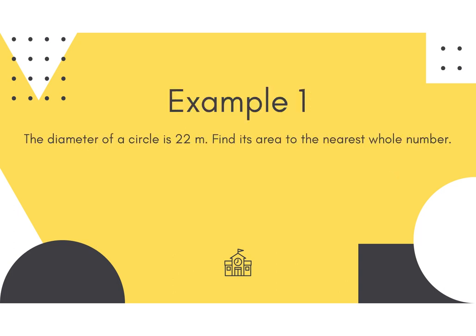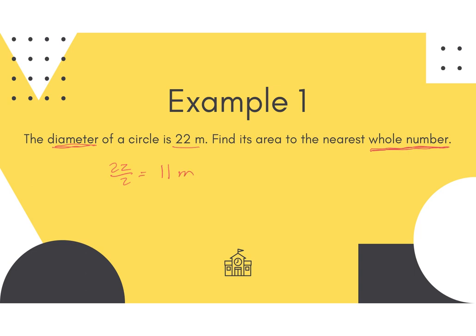Now, our first example, we are given the diameter of a circle to be 22 meters. We need to find its area to the nearest whole number. All right, so my diameter is 22. I need the radius, so I divide 22 by 2. So our radius would be 11 meters.